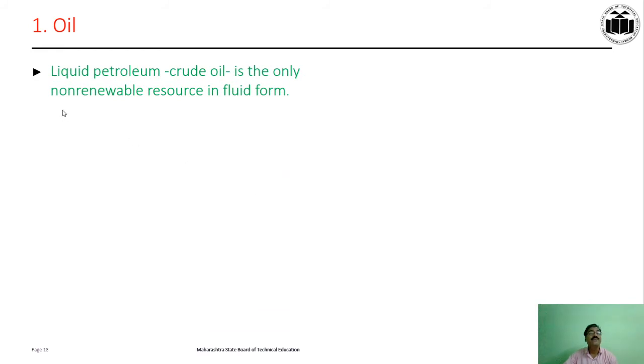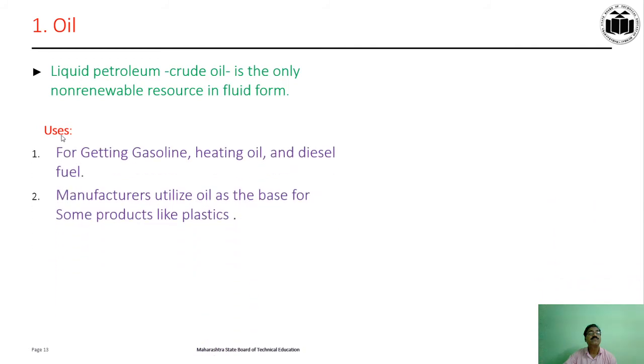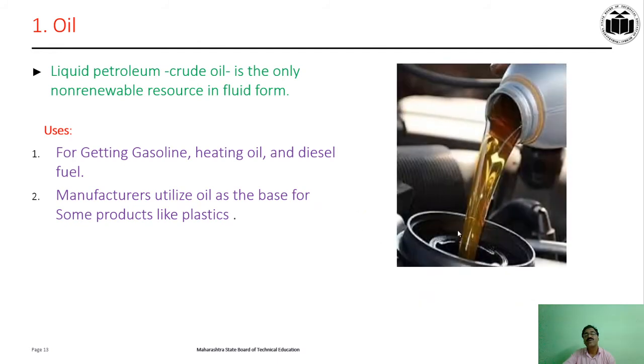Number one, oil. Petroleum or crude oil is the only non-renewable resource in fluid form. What are the uses of oil? For getting gasoline, heating oil and diesel fuel. Number two, manufacturers utilize oil as a base for some products like plastic. In this figure, we show how oil is poured in the engine of a vehicle.